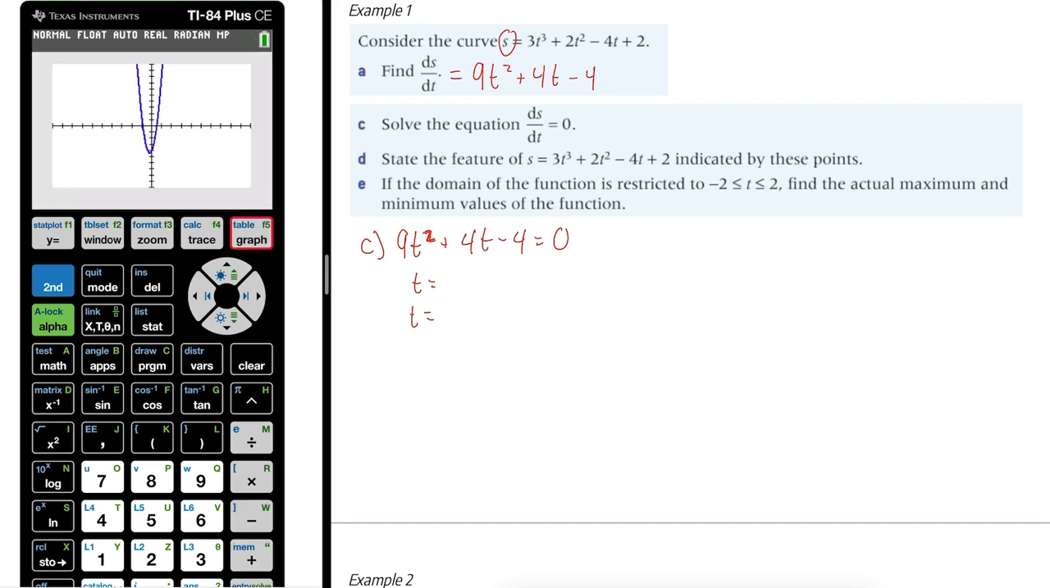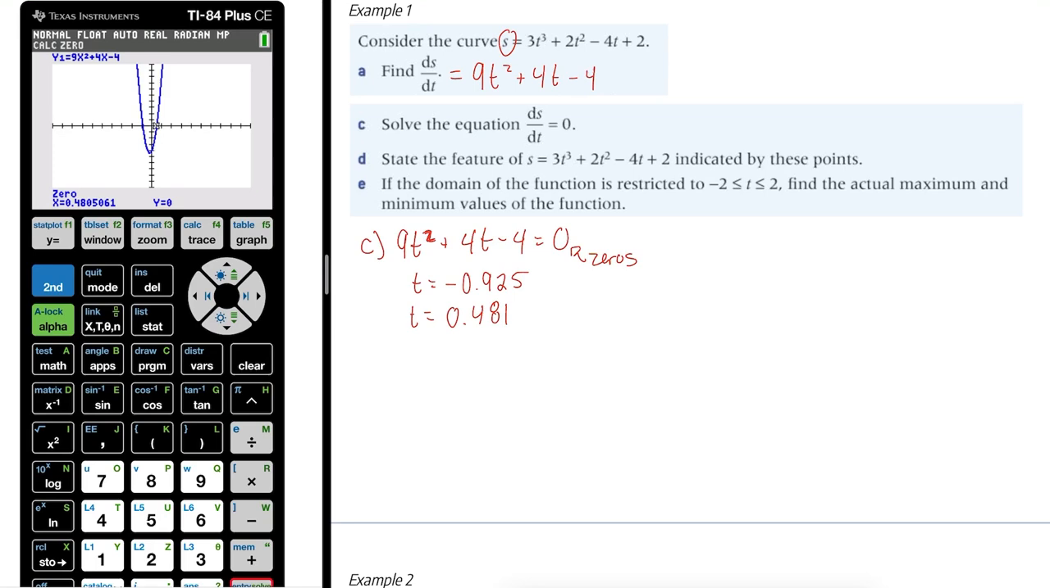And if I graph this, I see my quadratic. And if it's equal to 0, that means that I'm looking for the zeros of the function. So I'm going to go second trace zeros, and I'm going to go to the left of the first 0 that I'm looking for, and then go to the right of the second 0 I'm looking for. And I get that one of the t values is negative 0.925 if I round to 3 significant figures. So pause the video and try and find the second 0. And the second 0 should be 0.481.